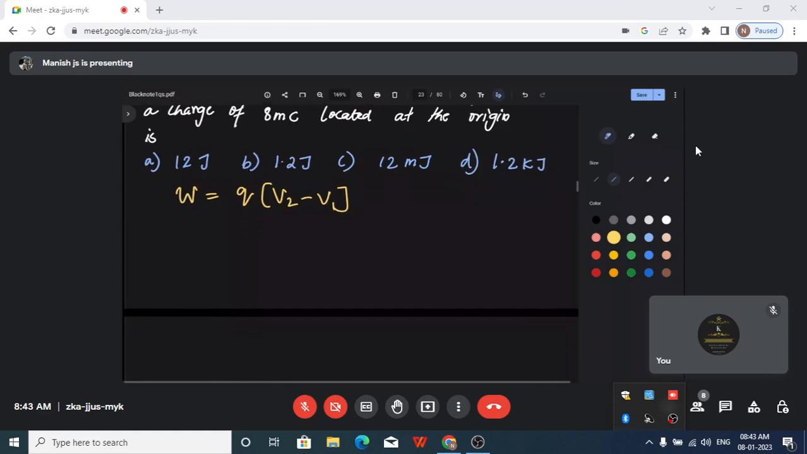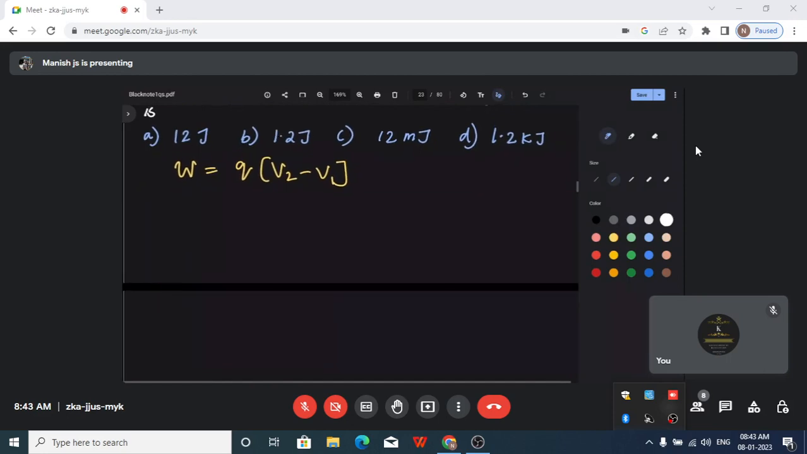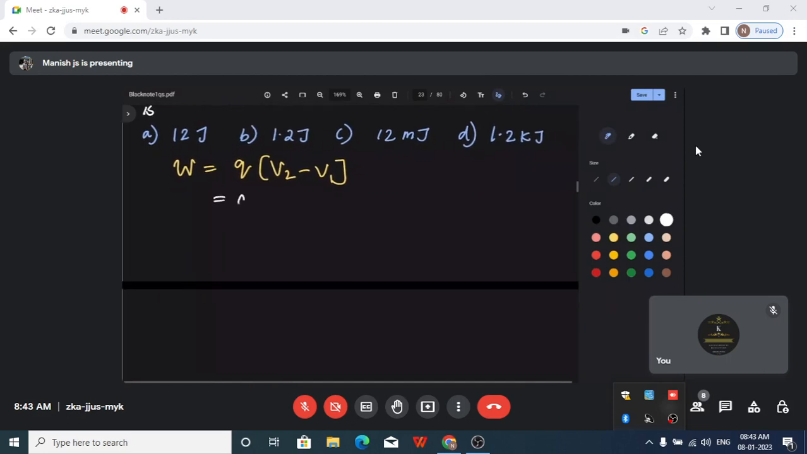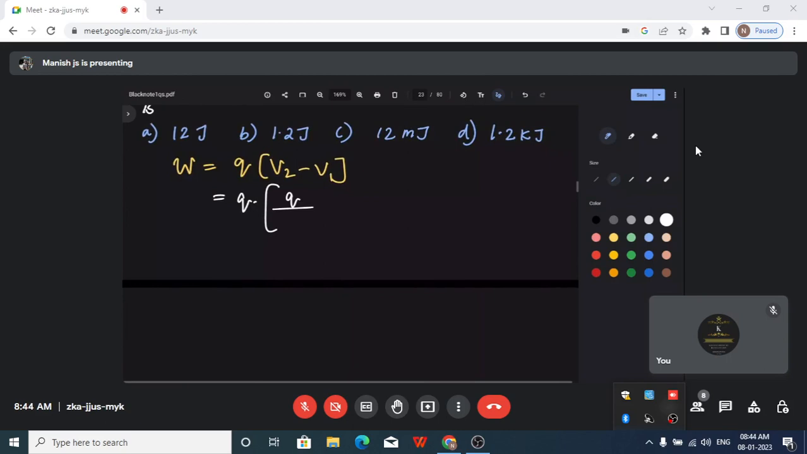So இதை போய் generalize பண்ணுங்க. இது வந்து you apply the formulas now. Q times V2. What is V2? Q upon 4 pi epsilon naught, which is KQ னு எழுதிக்கலாம் இல்லையா? So KQ by R2, V2 அப்படின்னா you can take this as R2, minus KQ by R1 அப்படின்னு எழுதிக்கலாம்.